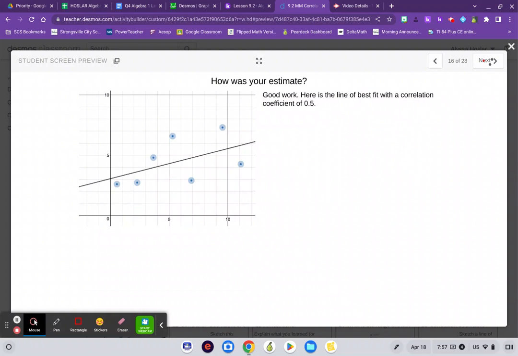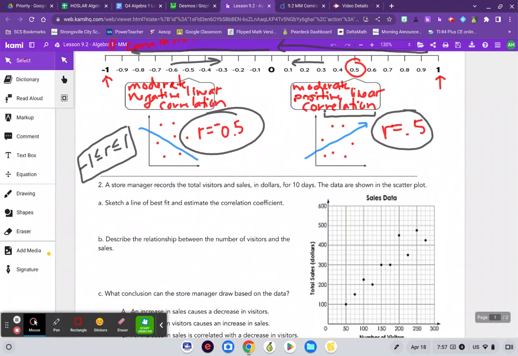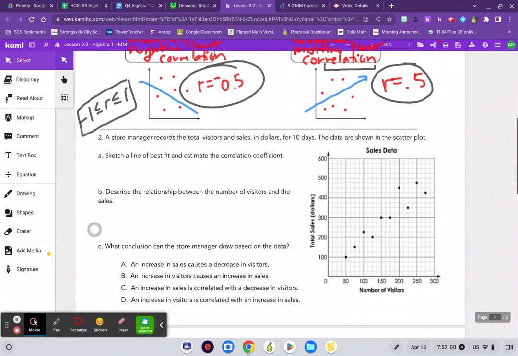Here's the line of best fit with an R value of 0.5. So you're going to finish working through these slides. When you're done, you're going to come back and take a look at problem 2. So let's look at that together.